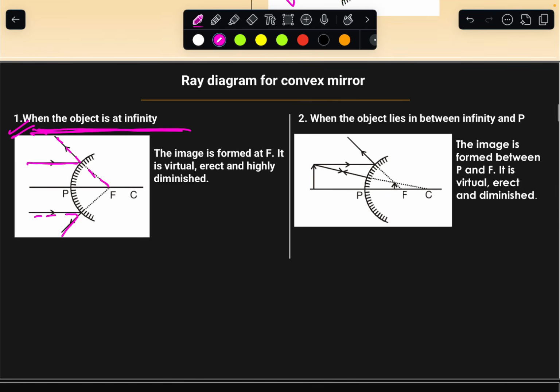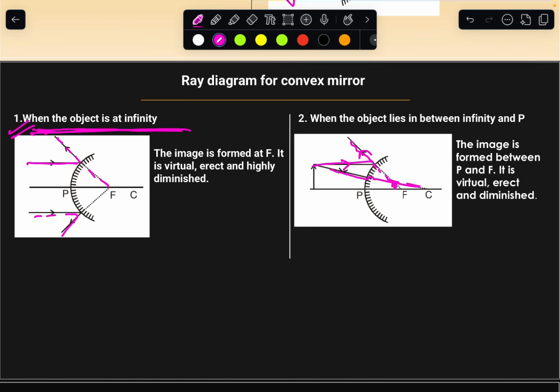But for the next case, you keep the object anywhere. Again I am using the first rule: whenever a ray becomes parallel to the principal axis, it will appear that it is passing through the focus. But rule number 3, if it is coming toward the center of curvature, it will follow back its path. So we'll see the intersection at this particular point. Now if you keep the object anywhere, you will get the same position, between focus and pole, and the size is going to be diminished. Diminished means, sir, small in nature compared to the object.